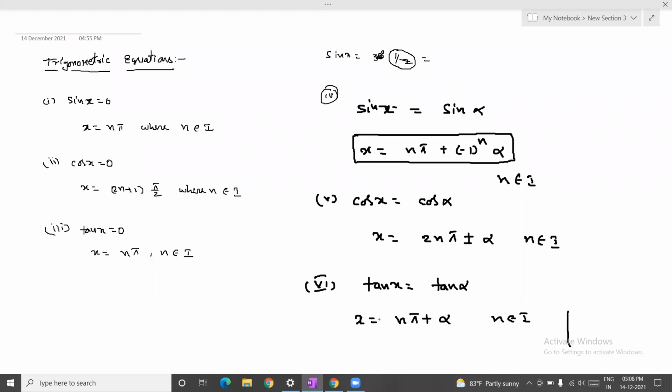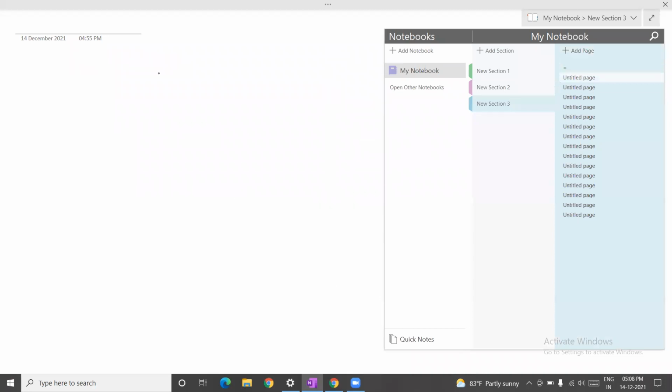Yes, sir. So how to solve the numericals based on this? Before going to the numericals, I am planning to give, if the equations look like a linear equation of trigonometric ratios, how to solve this kind of equation? You can remember this.